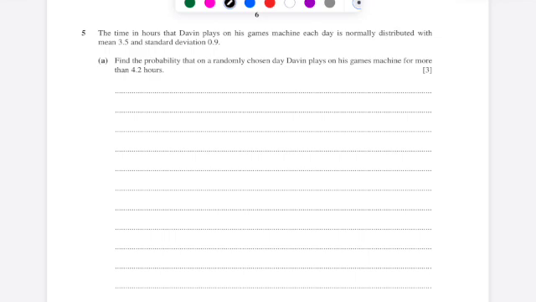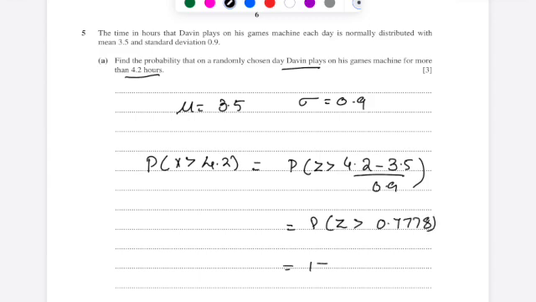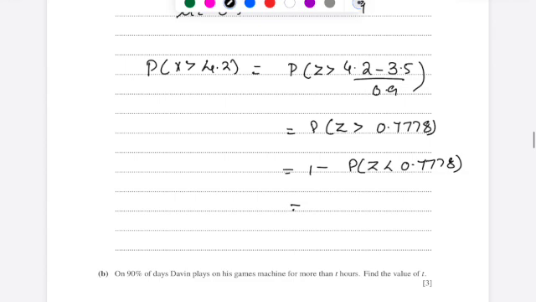The time in hours that Devin plays on his game machine each day is normally distributed with a mean 3.5 and standard deviation 0.9. Find the probability that on a randomly chosen day Devin plays a game for more than 4.2 hours. Probability of x greater than 4.2, which is probability of z greater than (4.2 minus 3.5) divided by 0.9, which is probability of z greater than 0.7778. So that is 1 minus probability of z less than 0.7778, which is 1 minus 0.7818, which is 0.218.